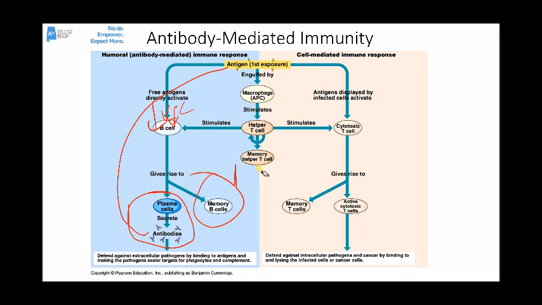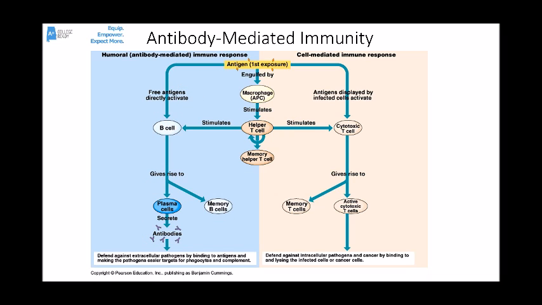All right, let's talk about cell-mediated immunity while we're here. So again, the purpose of cell-mediated immunity is to kill your own cells that have an internal infection. This can start off the same way as antibody-mediated immunity. A macrophage engulfs a pathogen, presents antigens to helper T cells. Those helper T cells release cell signals that stimulate cytotoxic T cells.